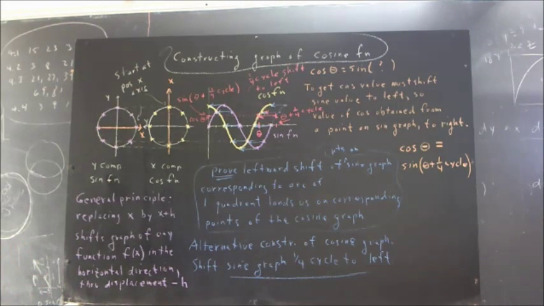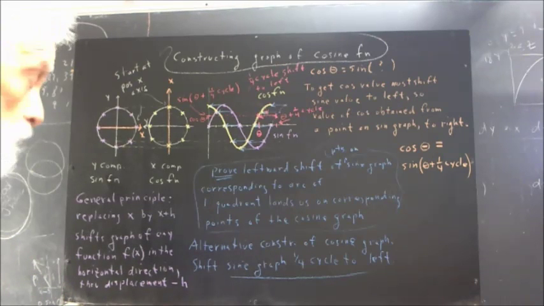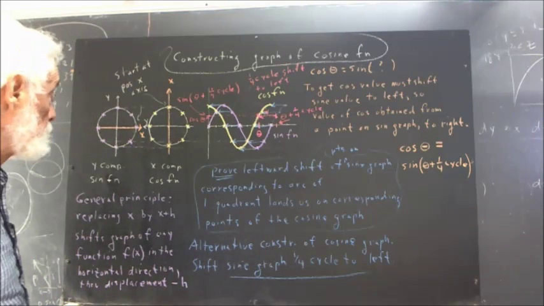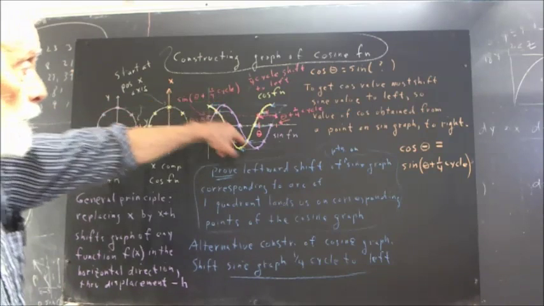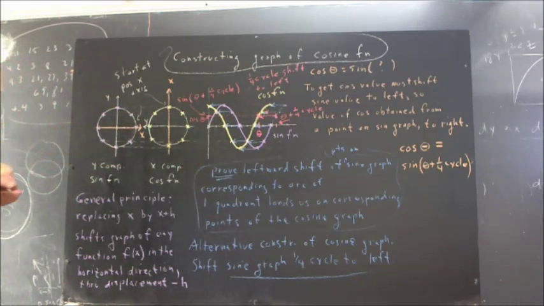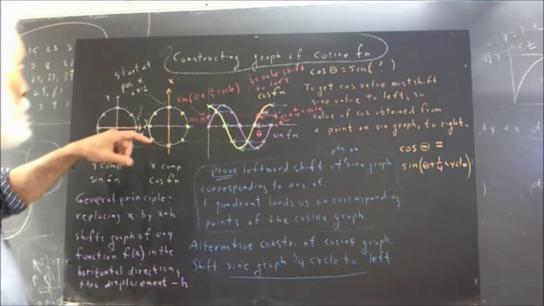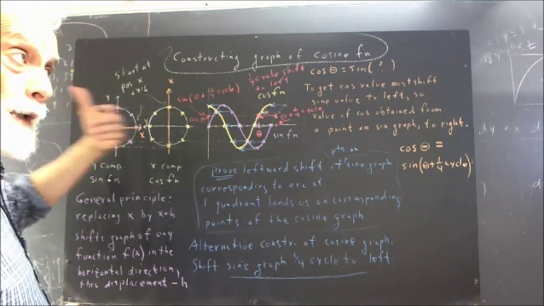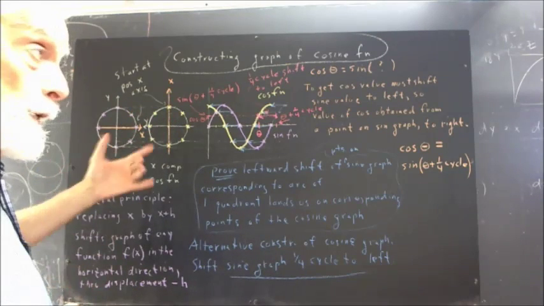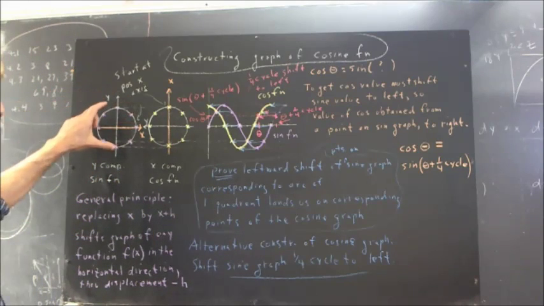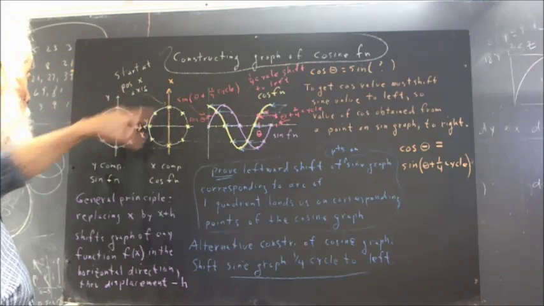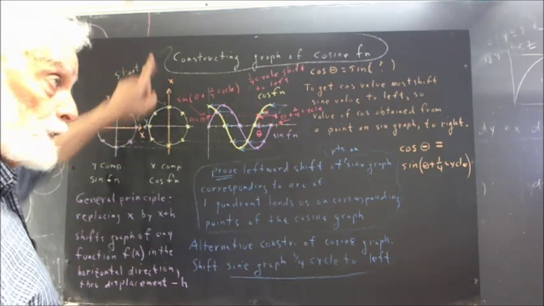Just a brief summary of the proceeding without talking about a lot of the details. We start by constructing a graph of the sine function using a reference circle. We then construct a graph of the cosine function by the simple expedient of rotating our coordinate system so that the x-axis points in this direction.